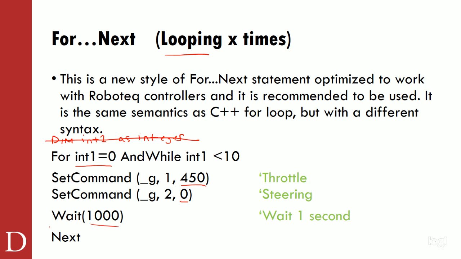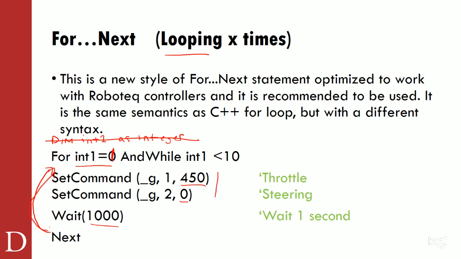I've set this. I've waited 1 second. And now next is going to increment the integer. So now the integer is no longer 0. Now the integer is a 1. And while integer 1 is less than 10, I'm going to set this to this. I'm going to wait 1,000 milliseconds. And then I'm going to loop again.